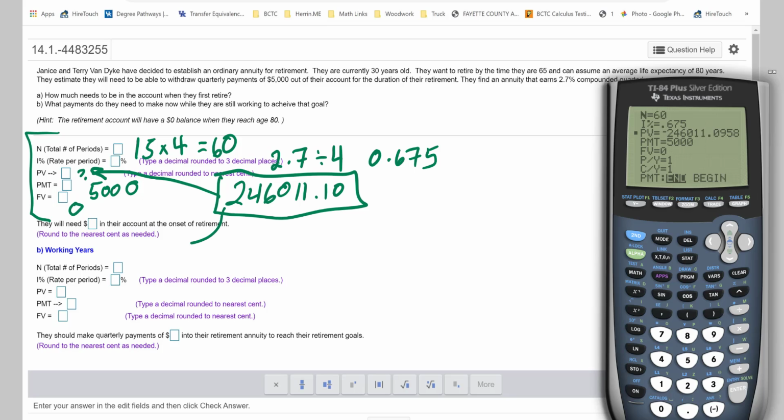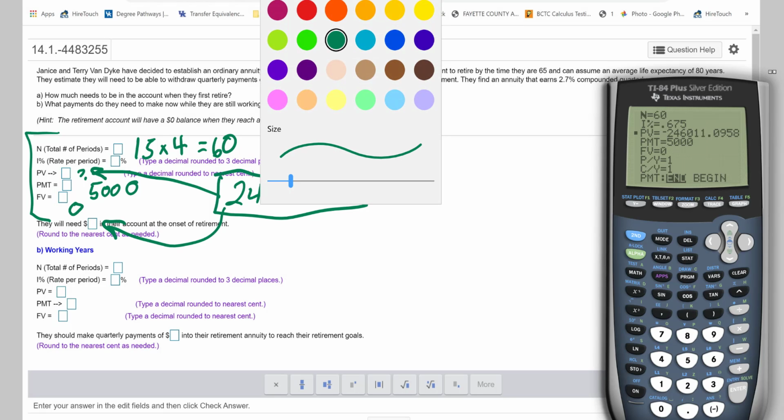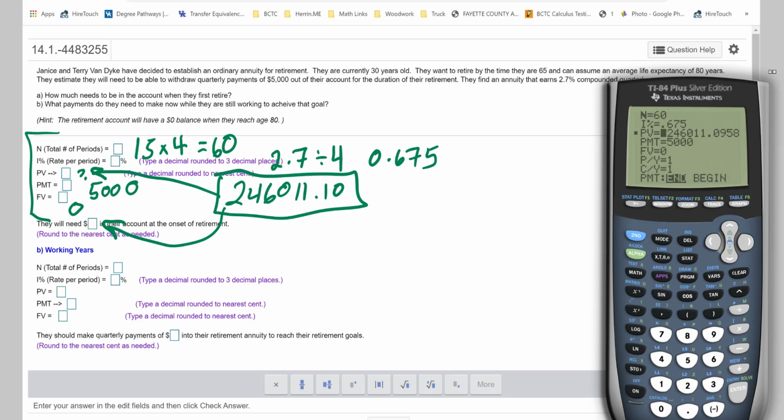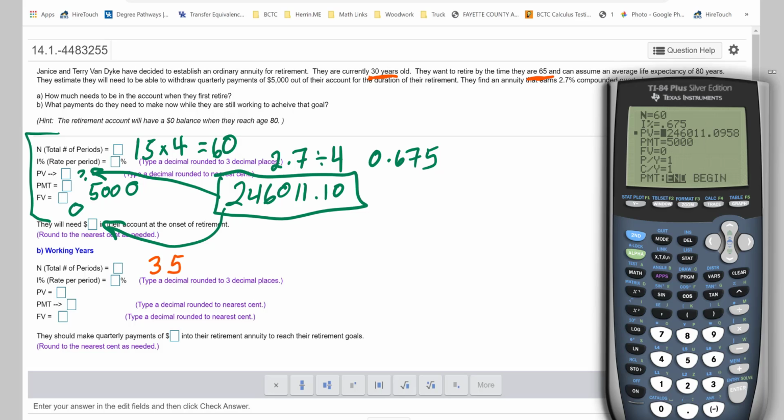So this will be our present value, and this will also be how much we need at the onset of retirement. So let's now look at what we need to do in order to have that money. Looking at our saving years, our working years, currently 30. We're going to work until we're 65, so that's 35 years. So again, our number of periods will be not 34, but 35 times 4 a year, and that gives us 140. The interest rate per period is still the same, 0.675. Our present value, we're starting out with nothing in the bank. Our future value, the amount we need at the end, is $246,011.10. And then we'll figure out what our payment is.